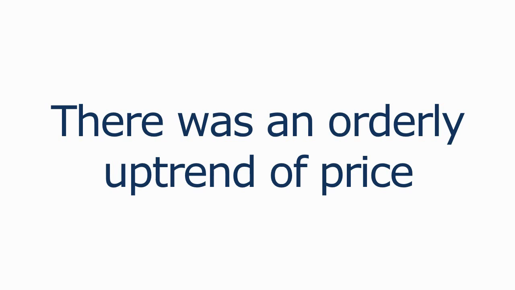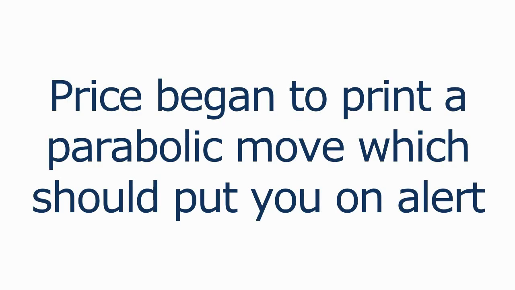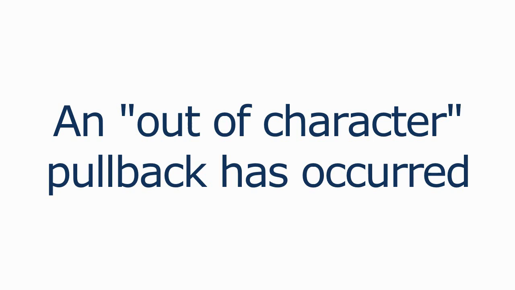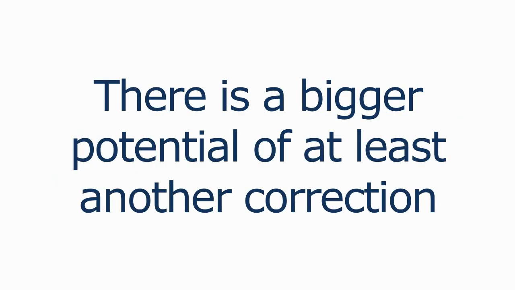Well, what about shorting? Well, let's think about what has happened here. There was an orderly uptrend of price. Price began to print a parabolic move, which should put you on alert. Price began to consolidate in a trading range. An out-of-character pullback has occurred. If you tie that all together, now there is a bigger potential of at least another correction in price, which you may want to get involved in on the short side.